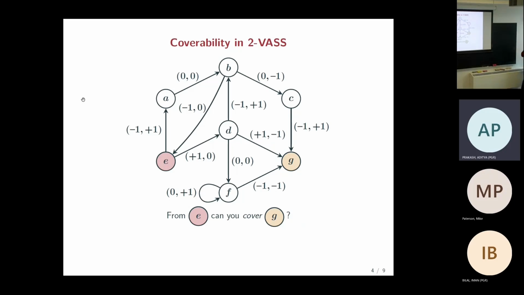It's already a lot more tricky, right? If I take the path E and then up to A, I fail on the first component. If I go E to D and then D to G, I fail on the second component because I go from 0 down to -1. It's already a bit more tricky.